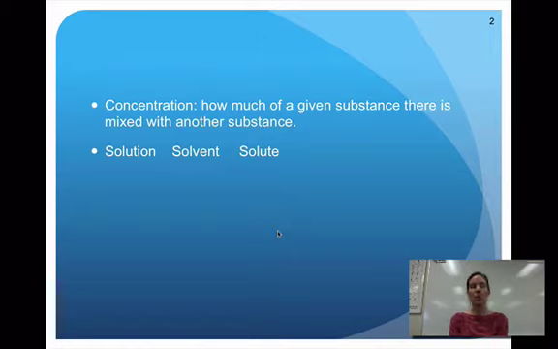The thing to be aware of whenever we talk about a concentration unit is we really have three different things that we can potentially measure within a solution. We have the amount of solution, we have the amount of solvent, and we have the amount of solute. Depending on how you're measuring concentration, you might be measuring any one of these three things.